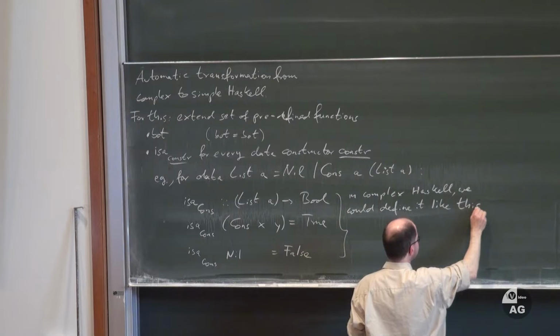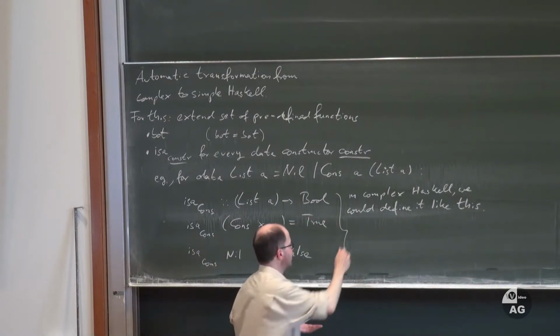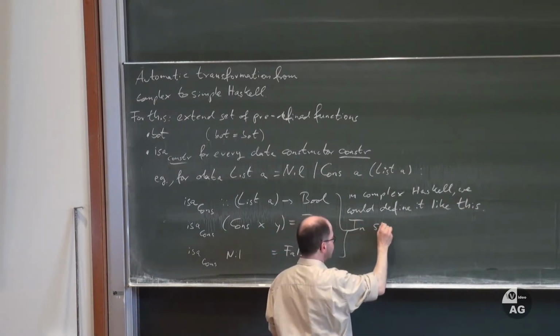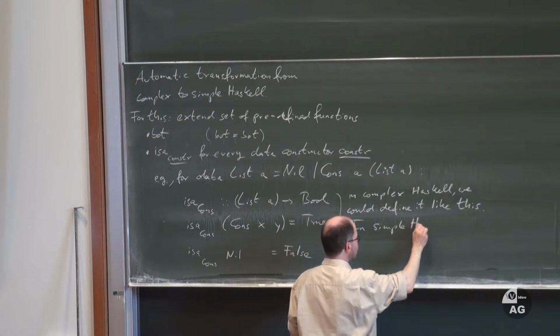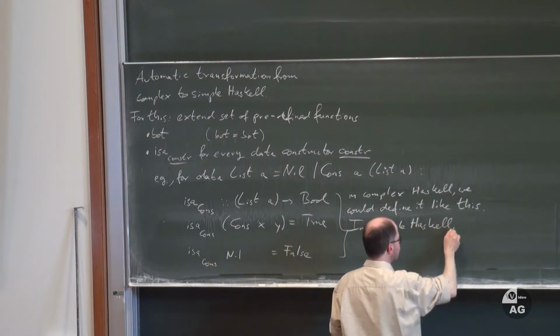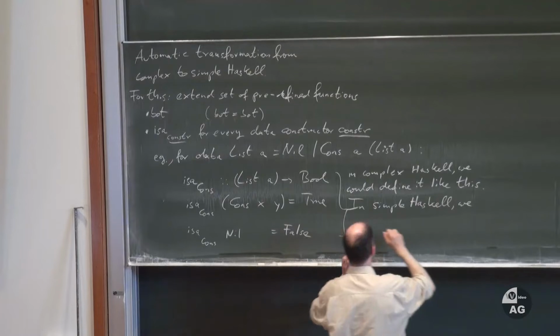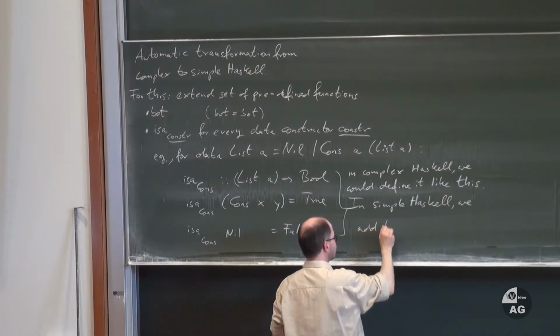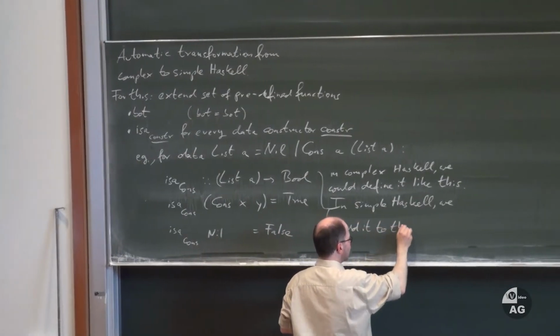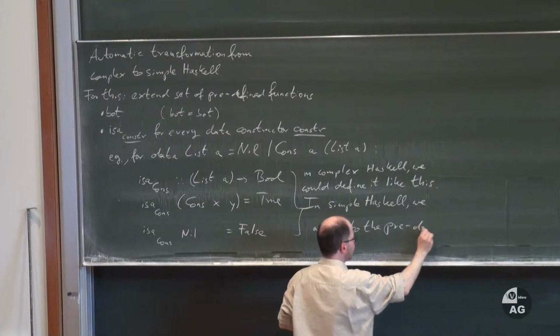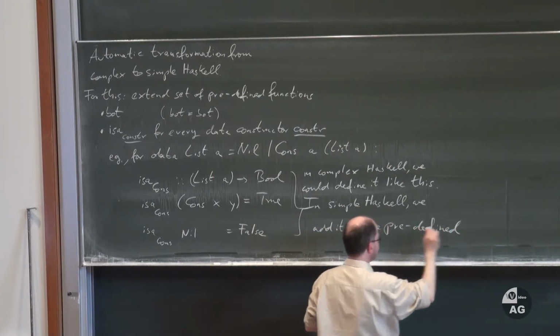Like this. In simple Haskell, we can't do this. So in simple Haskell, we add this function is-a-cons to the predefined functions, because we cannot define it ourselves.